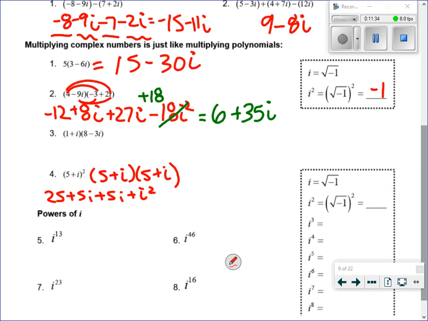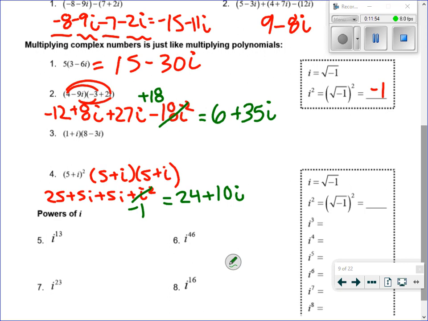And once again, we have to keep simplifying. What's going to happen with our i squared? Just negative 1. So 25 minus 1 would give us 24, plus 10i. Good.